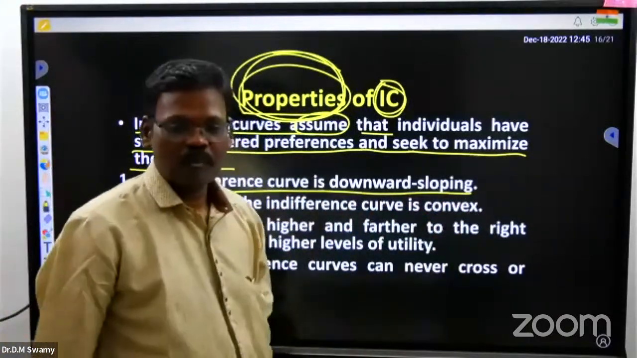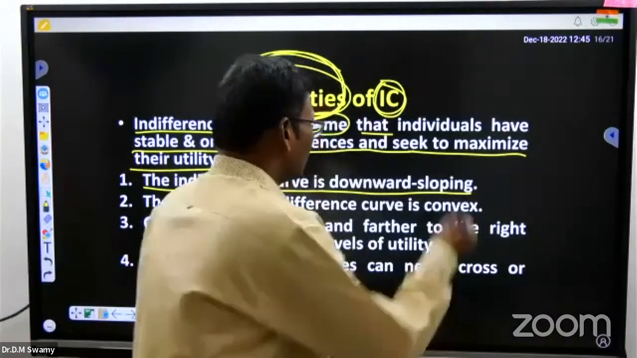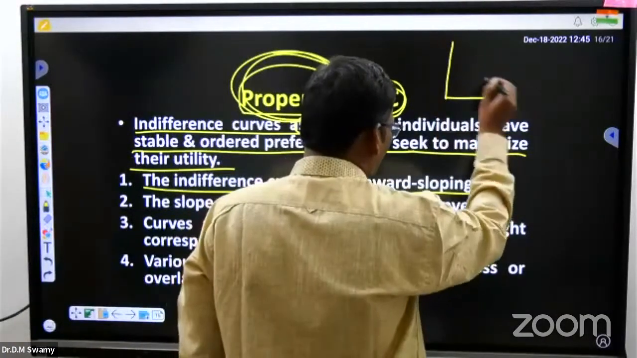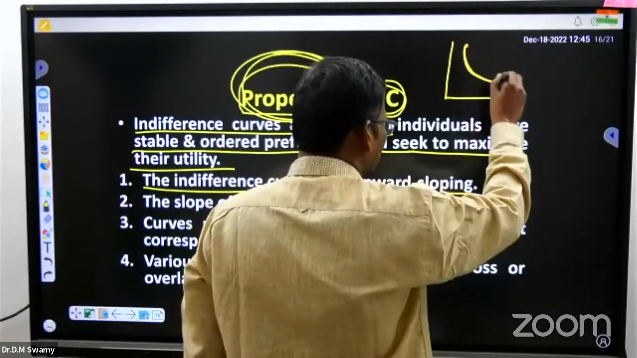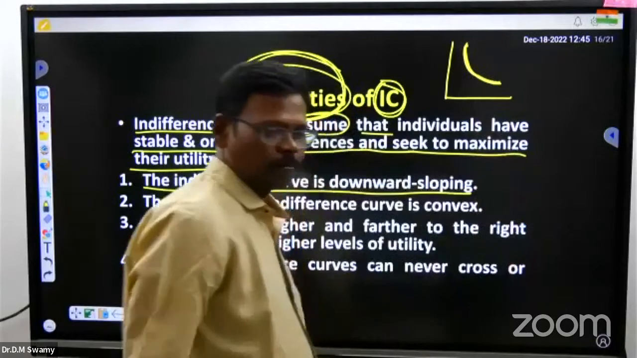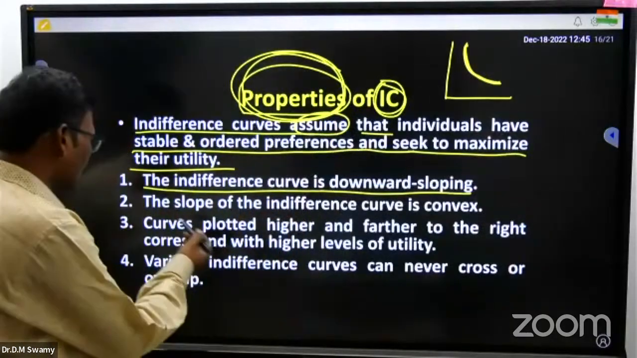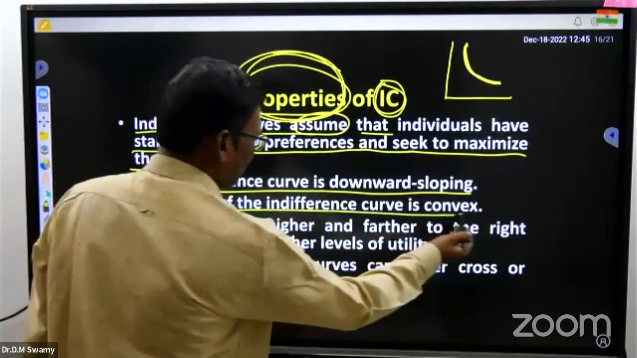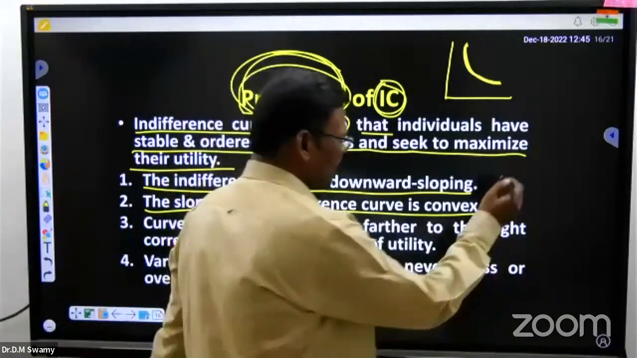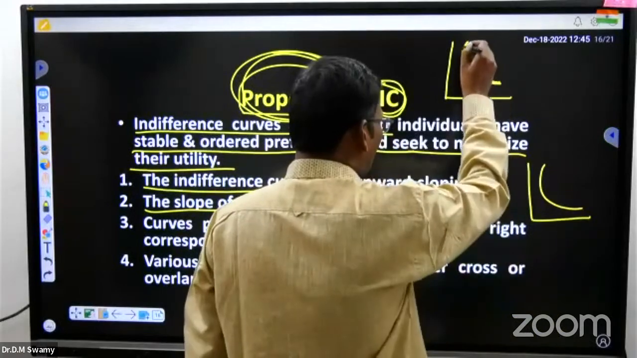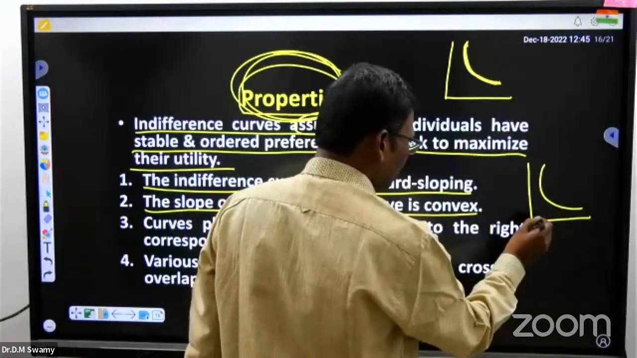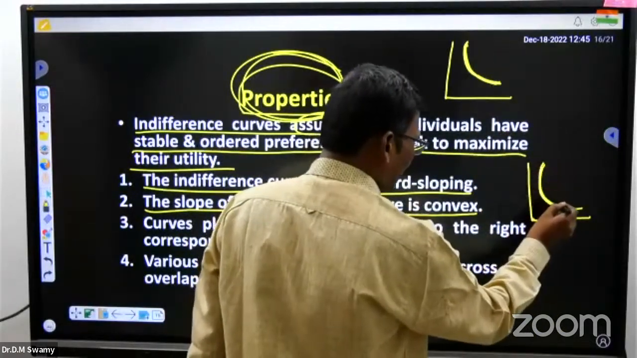Based on this, the indifference curve has some important properties. The indifference curve will always be downward sloping, like this. Please remember, it will be a downward slope. And the curve is convex to the origin. This is the origin, and the curve is convex to the origin.